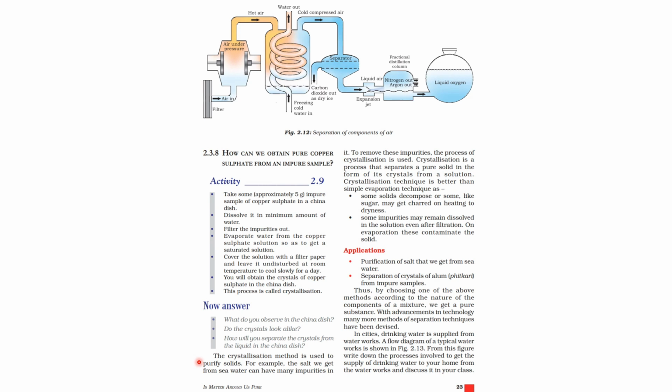For example, the salt we get from seawater can have many impurities in it. To remove these impurities, the process of crystallization is used. Crystallization is a process that separates a pure solid in the form of its crystals from a solution.